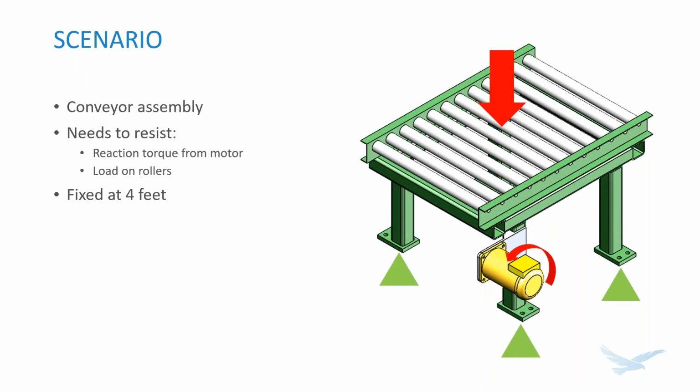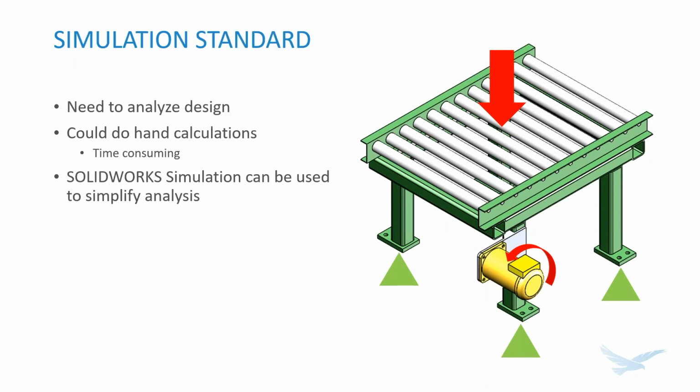So traditionally, we need to first analyze this design before we put it into production. We need to test it, etc. And we could do hand calculations and physical testing and prototyping, but we want to do as little of this as possible because this is very expensive and time consuming. And this is where SolidWorks simulation comes in. This can be used to really simplify the analysis of these components on this assembly.